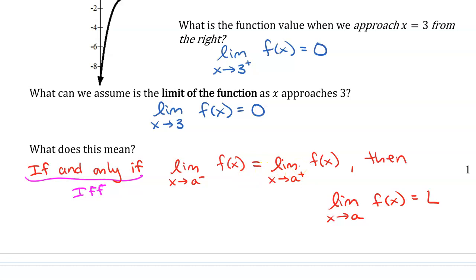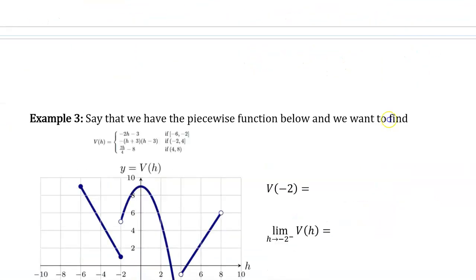Let me rephrase this. So, let's say these both are L. As long as they are the same L, then the limit as we approach the number is that L. But if they're not, then we have a problem. So let's have an example.